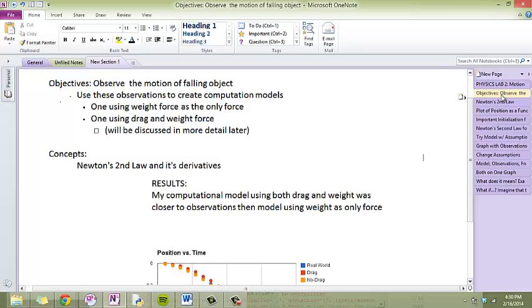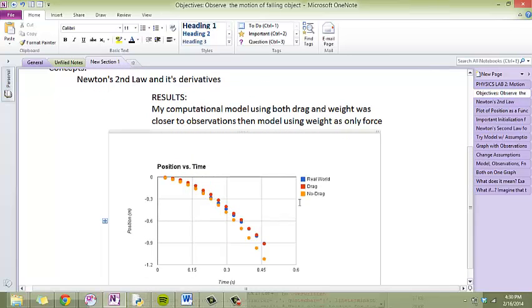We can evaluate each computational model in comparison with each other and see which gives us the best prediction of the motion. My results were that my computational model using both drag and weight force was closer to my observations than my model using weight as the only force, as we can see here on this graph qualitatively.